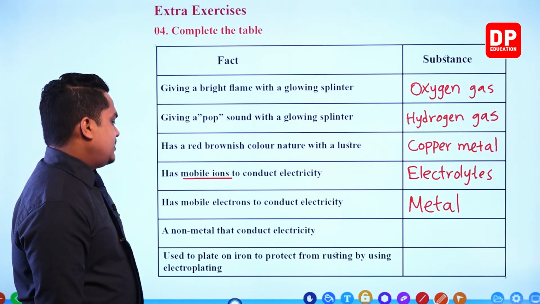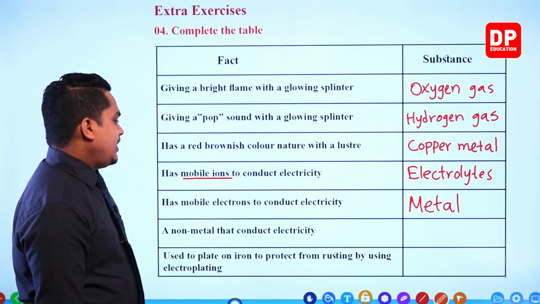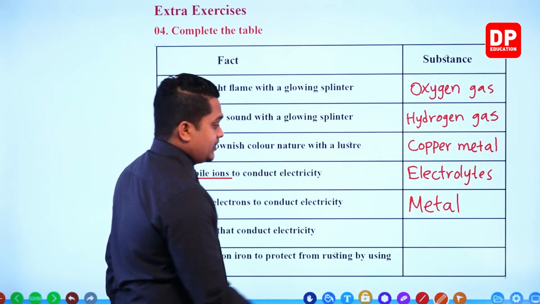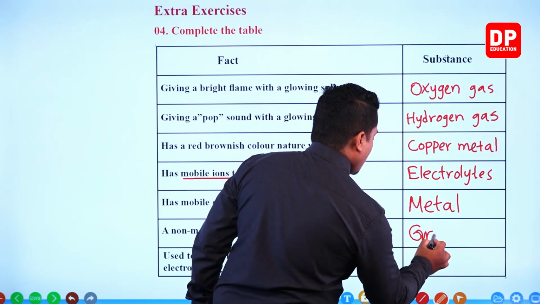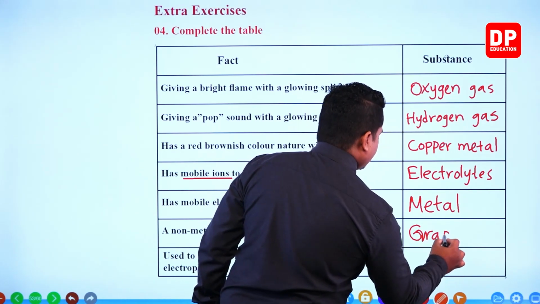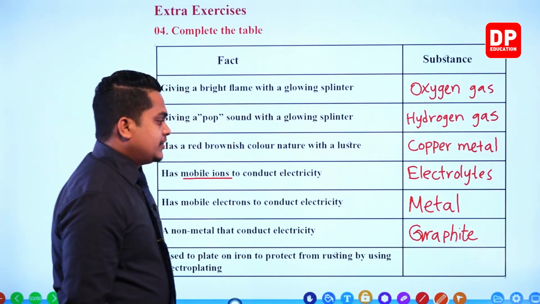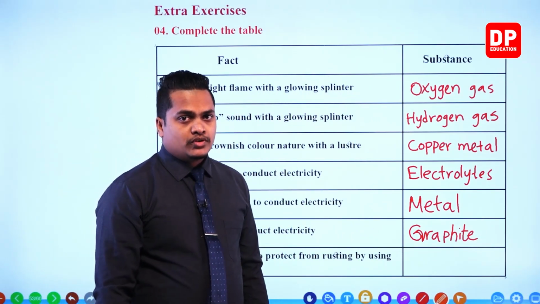Next one. A nonmetal that can conduct electricity. Graphite. Carbon is also correct. You know that graphite is made by carbon. So carbon or graphite, both the things are correct.